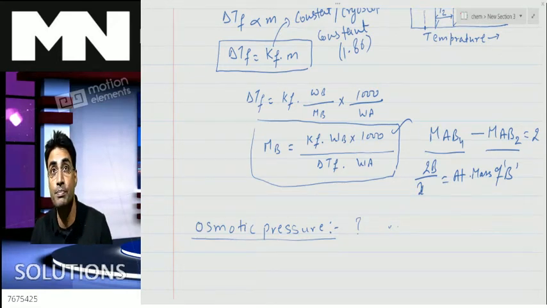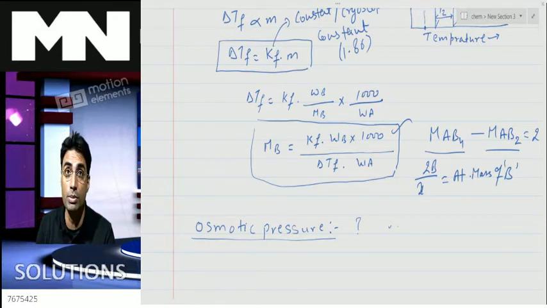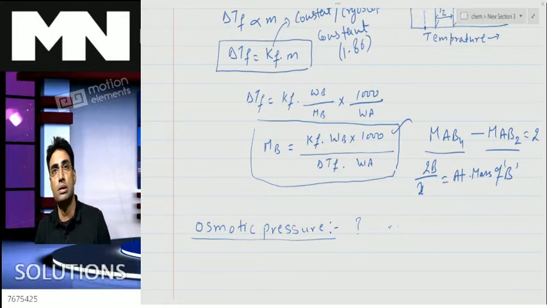Hello students. In the last class, we talked about some of the colligative properties: relative lowering in the vapor pressure, elevation in the boiling point, and depression in the freezing point. Today we'll be adding one more colligative property to that, that is the osmotic pressure. In today's session, we'll be doing this colligative property.